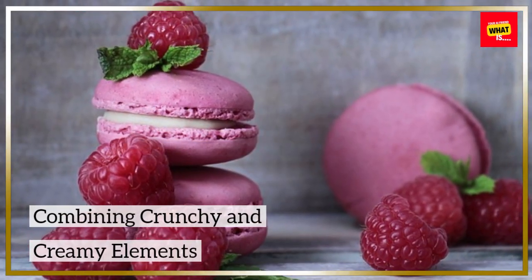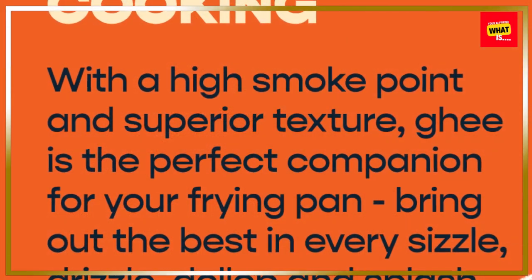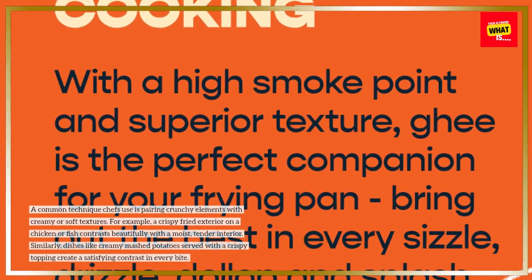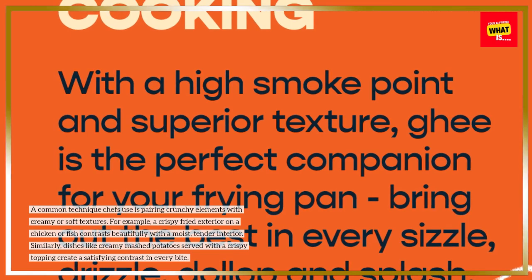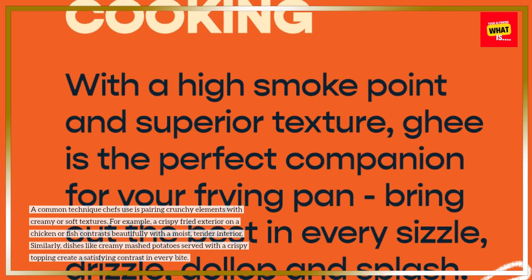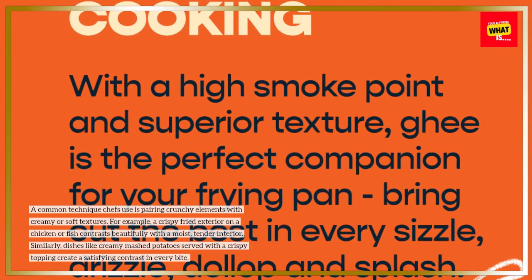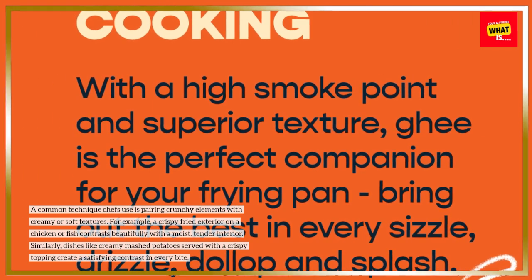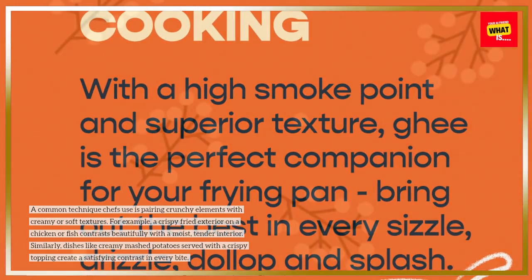Combining crunchy and creamy elements. A common technique chefs use is pairing crunchy elements with creamy or soft textures. For example, a crispy fried exterior on a chicken or fish contrasts beautifully with a moist, tender interior. Similarly, dishes like creamy mashed potatoes served with a crispy topping create a satisfying contrast in every bite.